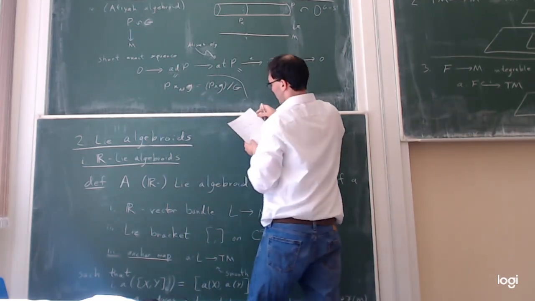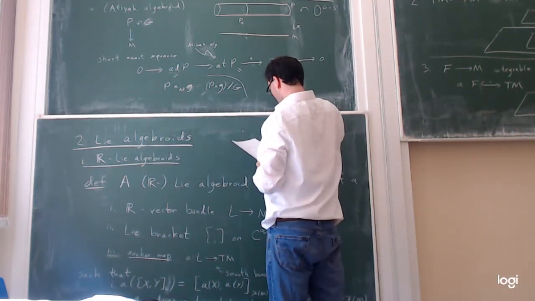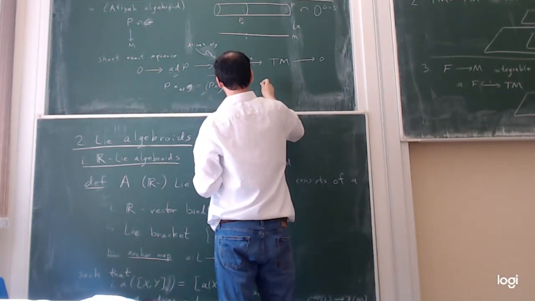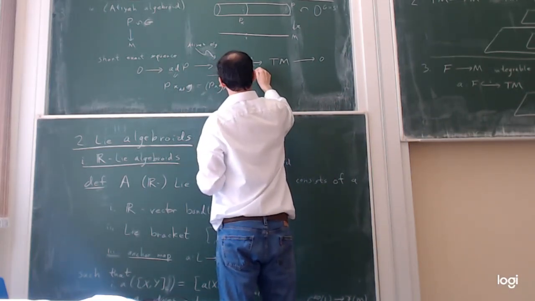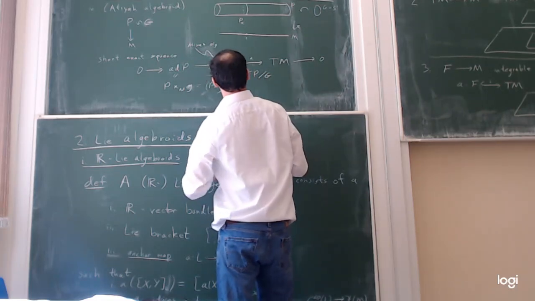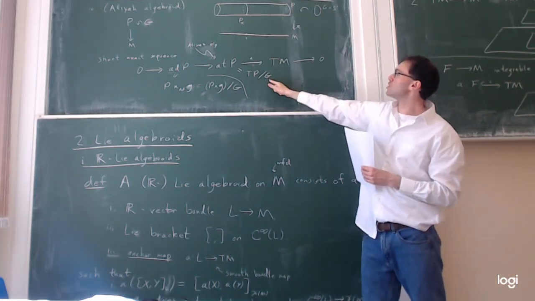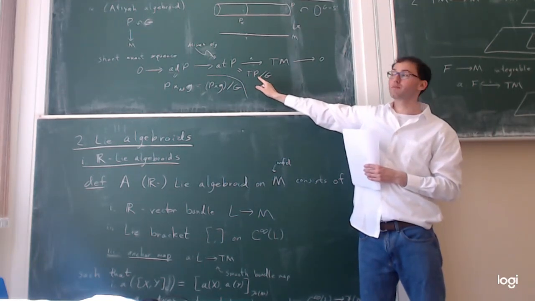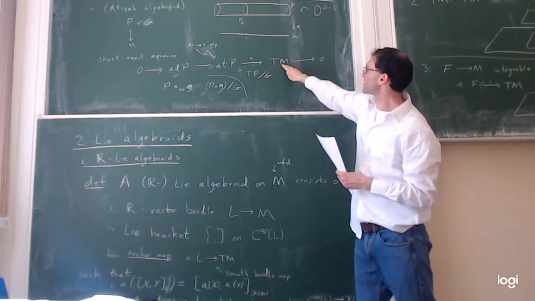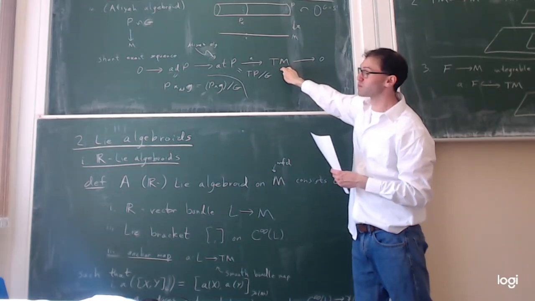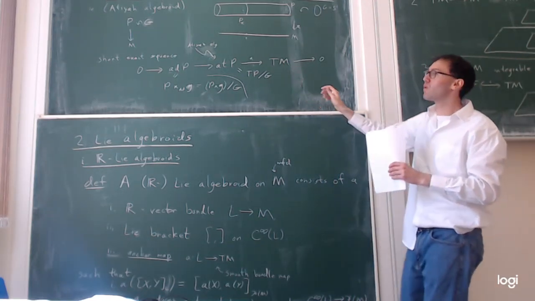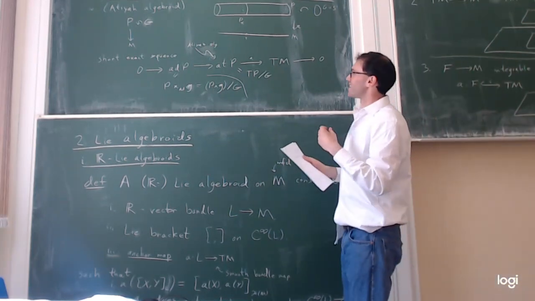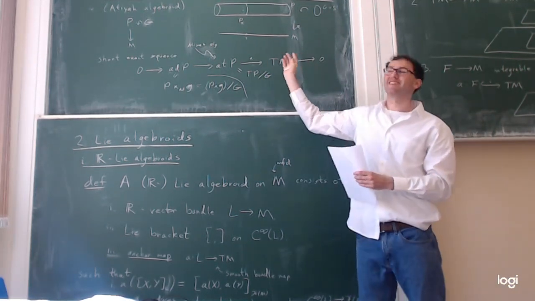The Atiyah algebroid then, as a set, or as a space, is TP mod G. So G acts on P. That action extends to the tangent bundle of P. And then this is just the tangent bundle of M. So, I want to explain what I wrote.